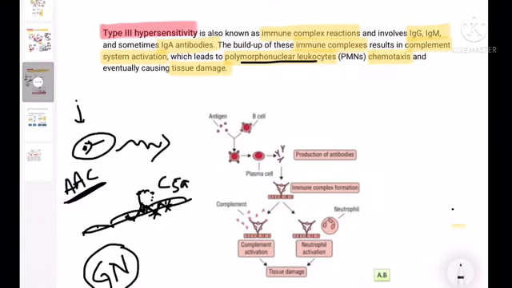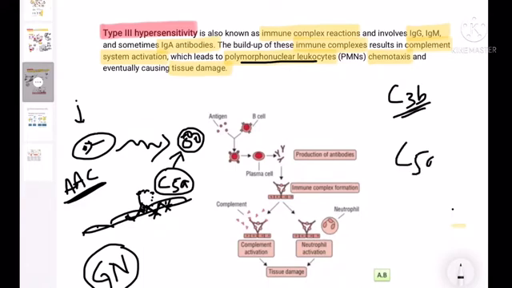C5a is one of the complement components. This causes attraction and migration of neutrophils. They call the neutrophils. So this is chemotaxis. Previously we said C3b helps in opsonization and C5a helps in chemotaxis. So in this particular image, the antigen comes and binds with the B cell, which is an antigen presenting cell, causing activation of plasma cells and formation of the antibodies.